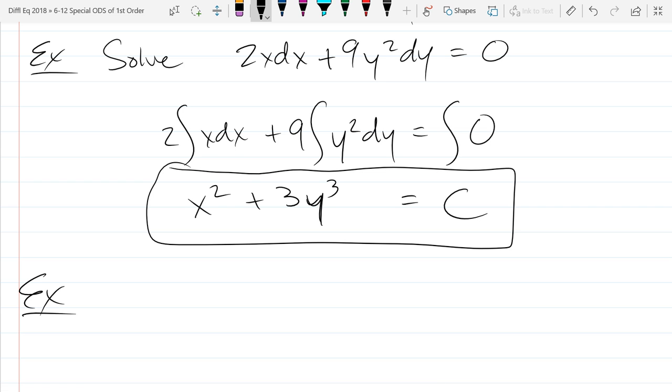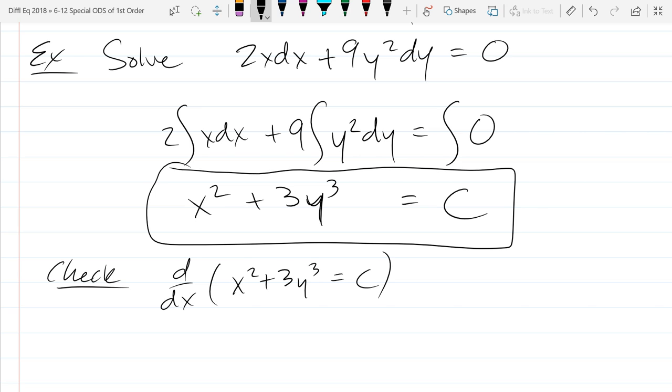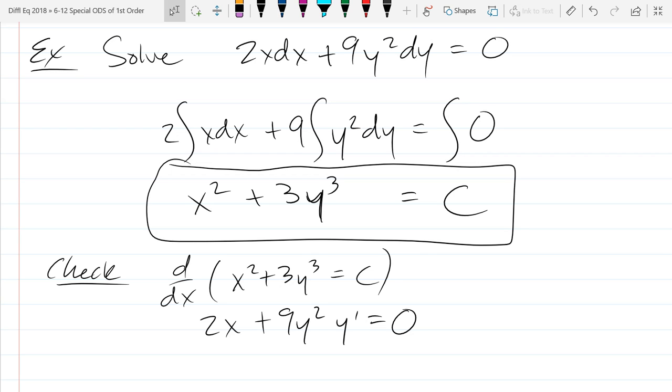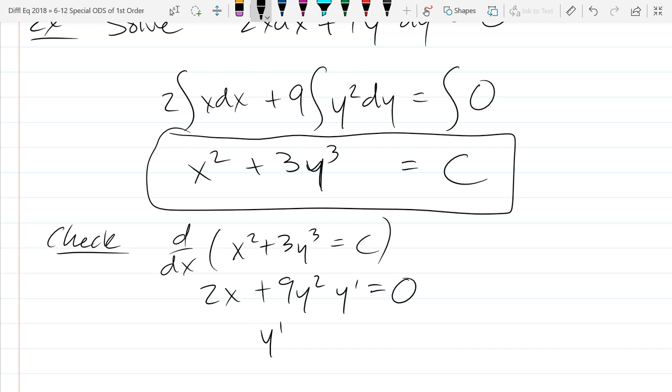How would we check if we were right? Plug into the original. So even without solving for y, can you find y prime? Take d/dx, and maybe we should just check the first one here. So I'm taking an x derivative of this whole thing. So we're going to get 2x plus 9y squared y prime equals 0. So we took an implicit derivative here. y prime never appeared in my original, so I have no idea how to plug this in. I could solve for y prime. That's not too tricky. We get y prime equals negative 2x divided by 9y squared. So that's y prime right there.